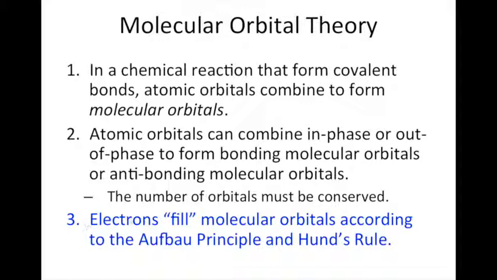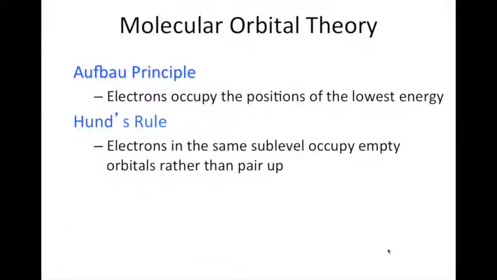Well, as we mentioned, they're going to fill these molecular orbitals following the Aufbau principle and Hund's rule. We know the Aufbau principle tells us the electrons occupy the lowest energy orbital possible. Hund's rule tells us the electrons in the same sublevel will occupy the empty orbitals rather than pair up. So electrons in the same sublevel will put one electron in each orbital. Then we'll go back and start doubling up before we move on to the next one.